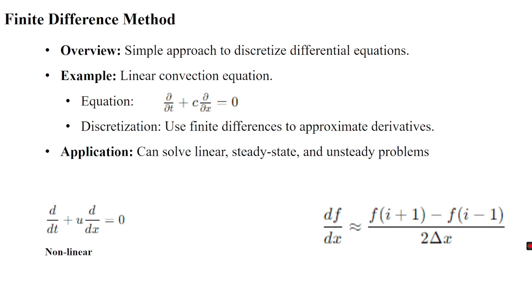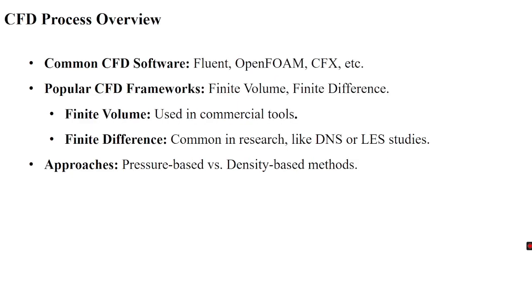The primary difference between CFD software packages lies in how they structure the computational grid and how the equations are solved. The commercial CFD tools we encounter are based on the finite volume method. On the other hand, many of the research tools used for high fidelity simulations like LES, large eddy simulation, or direct numerical simulation, often use the finite difference method. These two are the most widely used methods in CFD, and it is crucial to understand the key differences between them.